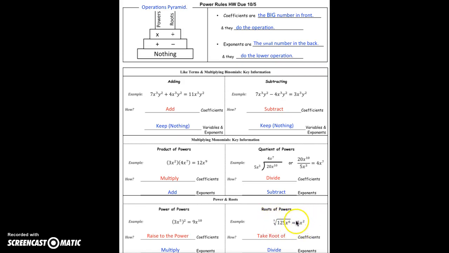And if you ever want to check, you just do the inverse operation. So the inverse operation of a cube root is cubing. So if you want to check to make sure this is the right answer, take 5x squared and multiply by itself 3 times. 5x squared times 5x squared times 5x squared will give you 125 times x to the 6th. All right.